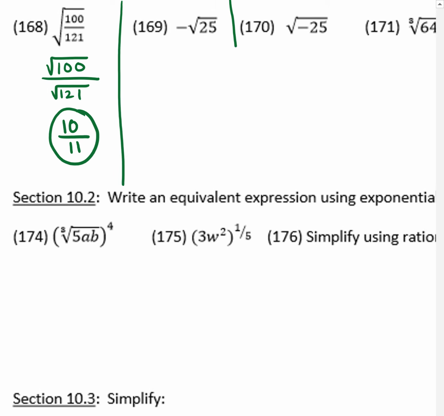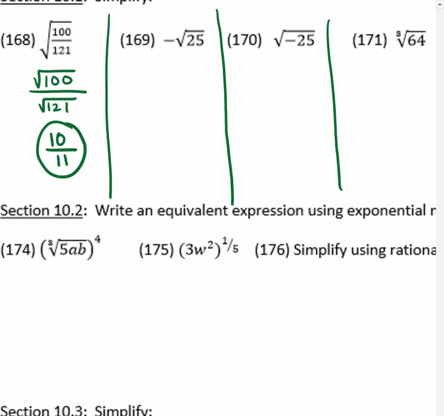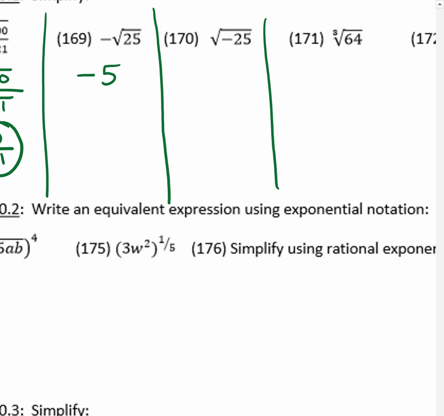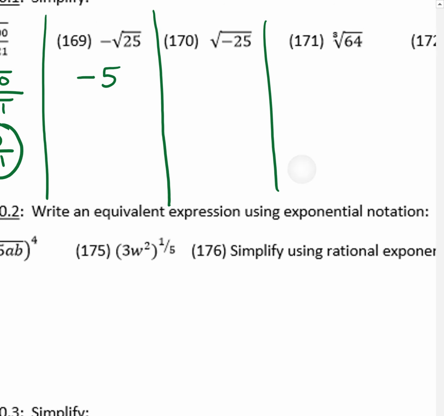For the next problem, notice that the next one and the next one, numbers 169 and 170, are almost the same. It's just the placement of the negative. Remember, when the negative's outside, that's fine. It's just going to carry into your answer. So my answer here is going to be negative whatever the square root of 25 is, and that happens to be 5. But in the next problem, since the negative's inside the root, that's going to be an imaginary answer.